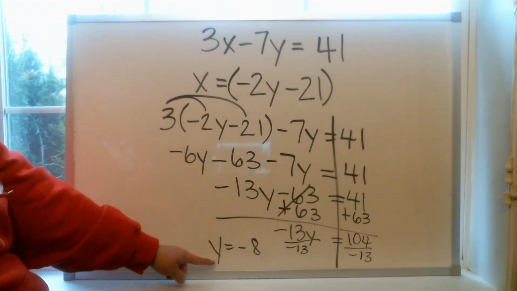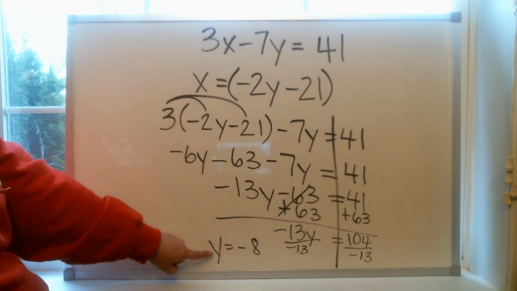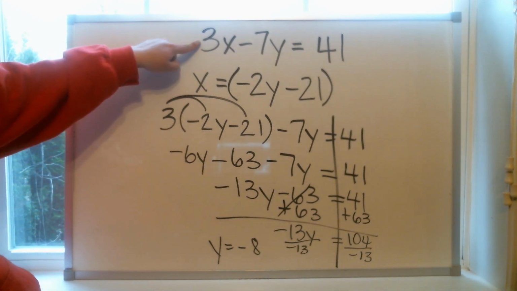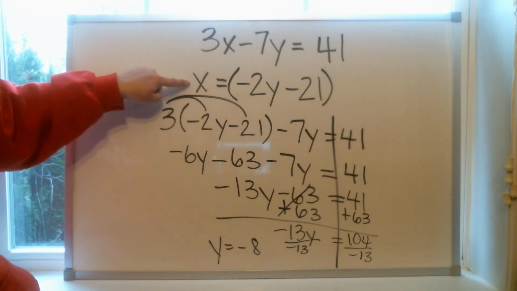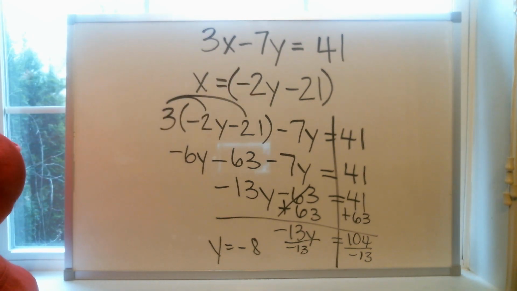But I'm not done because I need to know what his partner is. So I'm going to go back up here. I'm just going to choose the first one. Actually, I'm going to make a smart choice and I'm going to choose the second one because the second one already is solved for x. So that means there's going to be less work.